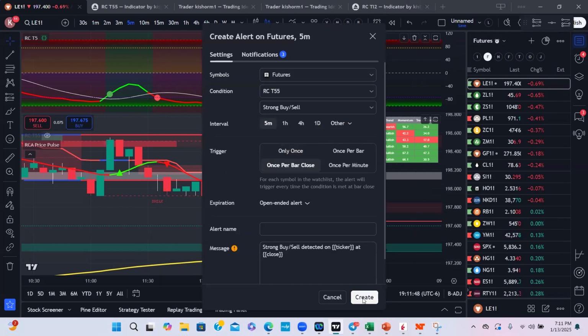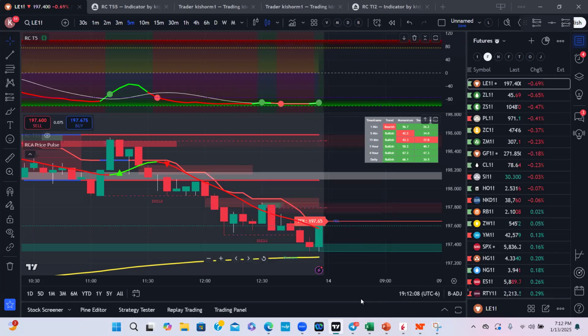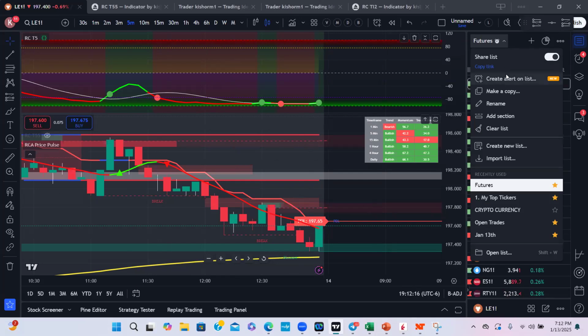So I'm telling, okay, create an alert. Whenever it is a strong buy or strong sell, let me know. Then I am creating it on the entire list, right? This futures is the watch list name. I am saying that if T55 looks for a strong buy or strong sell, give me a message, give me a confirmation. So if I do it in 5 minutes, that is for day trading. If I want, the same thing I want for swing trading, right, in my personal account.